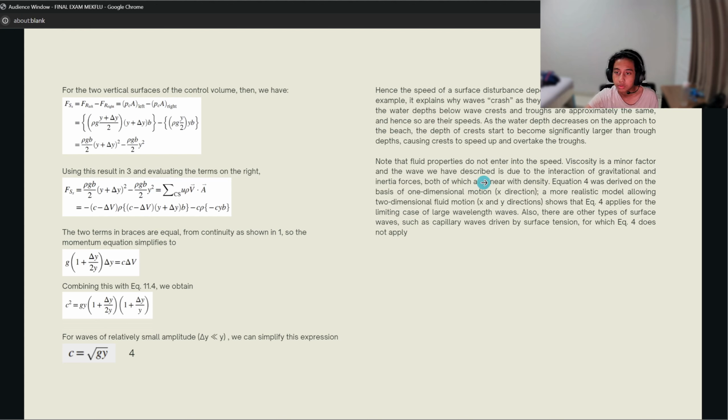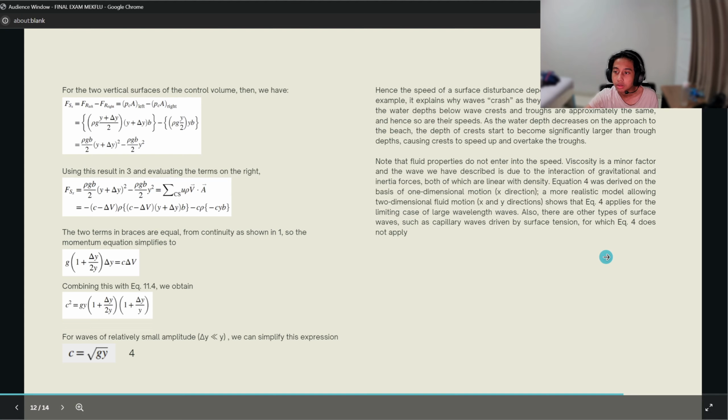Note that the fluid properties do not enter into the speed. Viscosity is a minor factor, and the wave we are describing is due to the interaction of gravitational and inertia forces, both of which are linear with density.